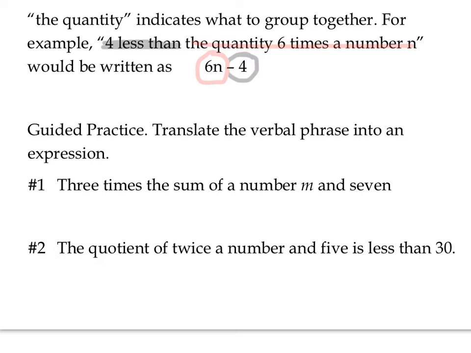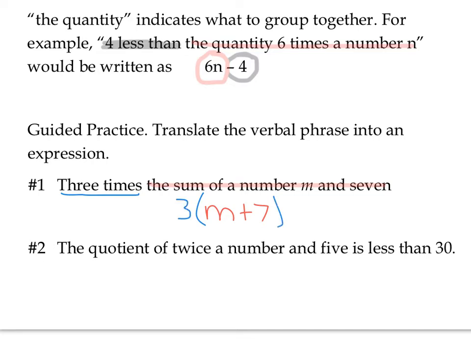3 times the sum of a number m and 7. So in this instance, we're multiplying 3 times the sum of a number m and 7. How can we write out the sum of a number m and 7? We'd write out m plus 7. That's a sum when we're adding. And then 3 times that. So 3 times that means we're going to multiply the entire sum by 3.